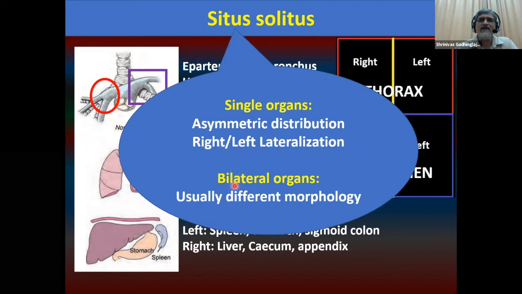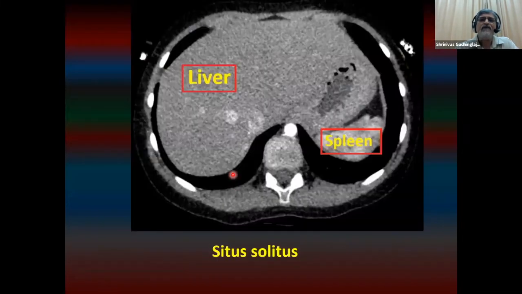Now the atrial situs is associated with the thoraco-abdominal situs. That is why it is important to know about the thoraco-abdominal situs first. So, for example, where the liver is on the right side and the spleen is on the left side, this is situs solitus, or the normal condition.